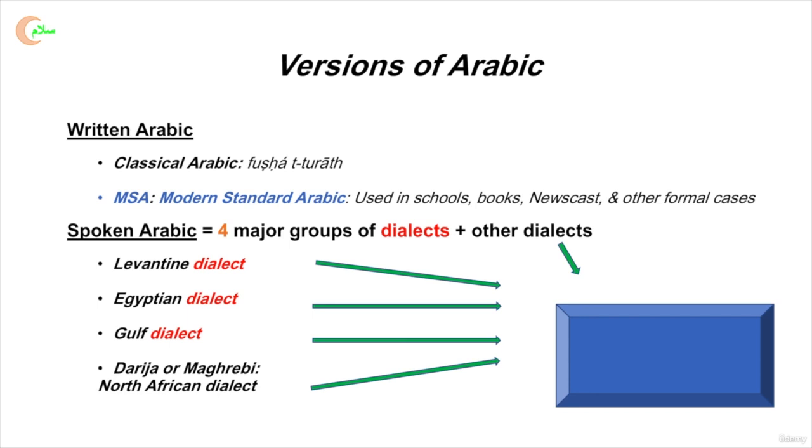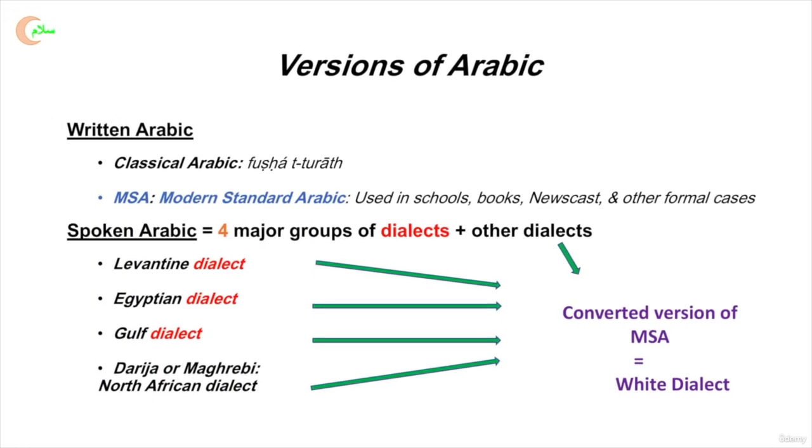So you may say, well, they can just speak Modern Standard Arabic. But there is an issue. The issue is that Modern Standard Arabic has complex grammar and conjugation that Arabs don't master and they forget after they leave school. So what are we going to do? What is the solution? Since the grammar and conjugation of MSA are complex, what we do is we take Modern Standard Arabic and we convert it, and we call that white dialect.